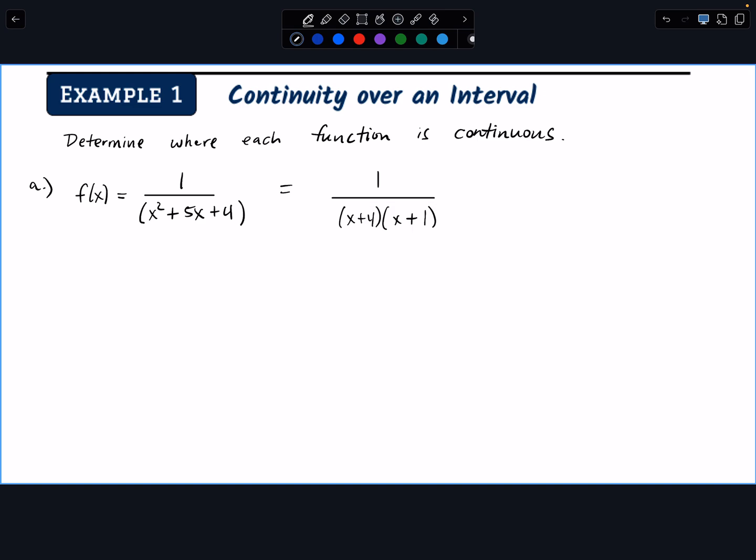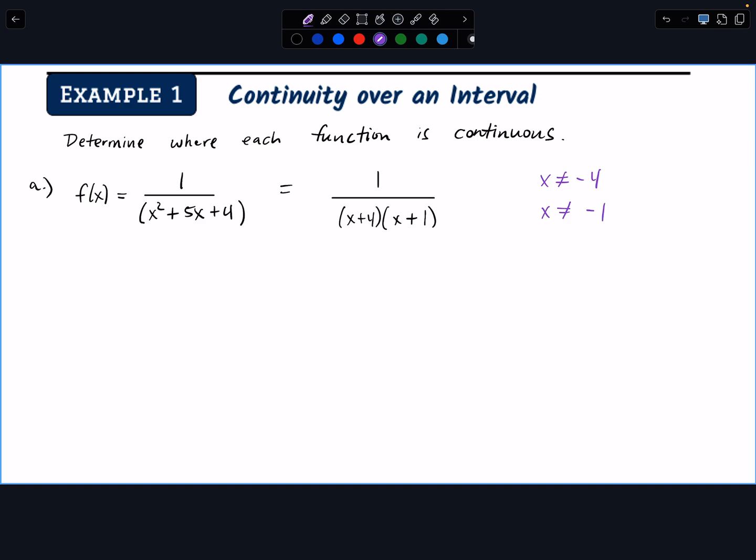Now, is anything going to cancel? No. But even if it did, right now, what makes the inside of this 0? And what makes the inside of this 0? Negative 1. So one way you could write the domain is x cannot equal negative 4 and x cannot equal negative 1. What that tells the person reading this problem is the domain is all real numbers except these two numbers. Okay, but I want you to be comfortable with interval notation first.